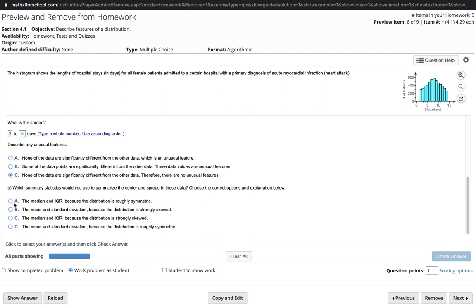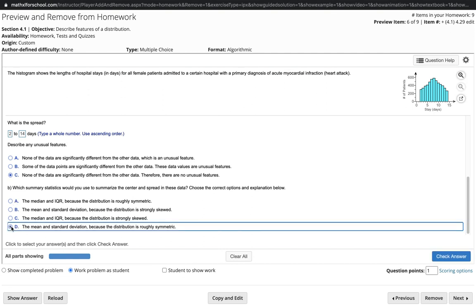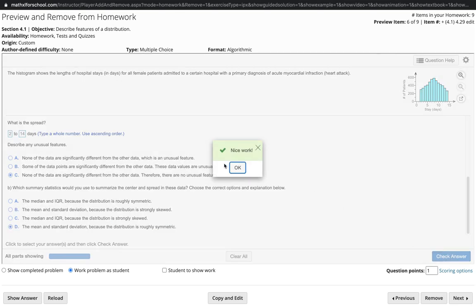Okay, so which choice makes the most sense? D, the mean and standard deviation, because the distribution is roughly symmetric. And that should be it for number 6.